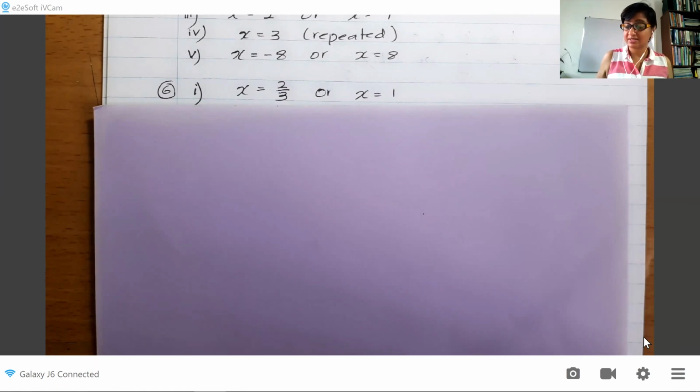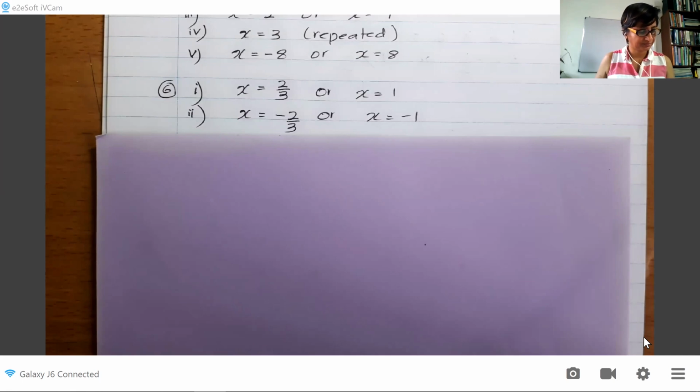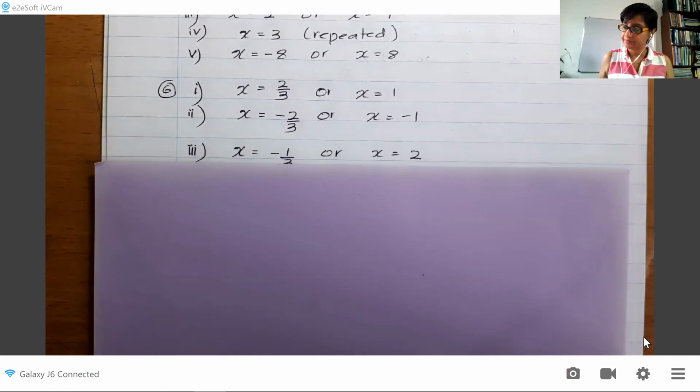Okay, so 6 part 1 is X equals 2/3 or X equals 1. Part 2, X equals minus 2/3 or X equals minus 1. So in all the equations in that 6th question, you have a coefficient in the x squared term. So if you were doing this by factorizing, the process is a little long. You can't immediately write the factors. Part 3, X is equal to minus 1/3 or X is equal to 2.